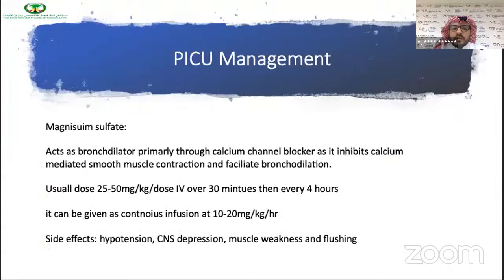If there is no effect, I won't continue because of those conflicting data. Magnesium sulfate acts mainly as a bronchodilator through calcium channel blockade, as it inhibits calcium-mediated smooth muscle contraction, and by this it facilitates bronchodilation. The usual dose is 25 to 50 milligram per kg per dose, given over 30 minutes, then every 4 hours. It can be given as a continuous infusion as well, 10 to 20 milligram per kg per hour. Side effects you have to be careful about include hypotension, sinus depression, and muscle weakness, in addition to flushing.